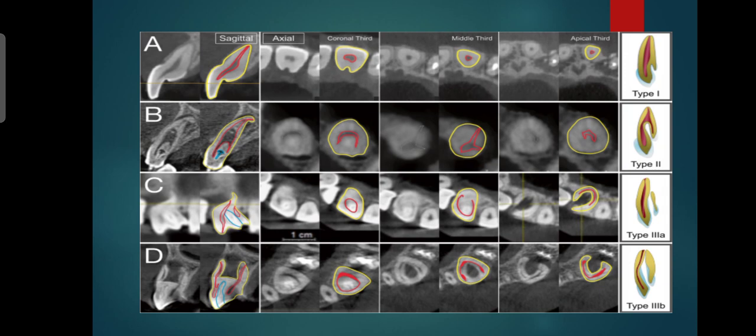That's all for today. We'll discuss the remaining disturbances in the shape of the tooth in our next class.